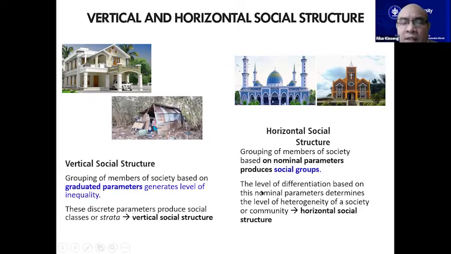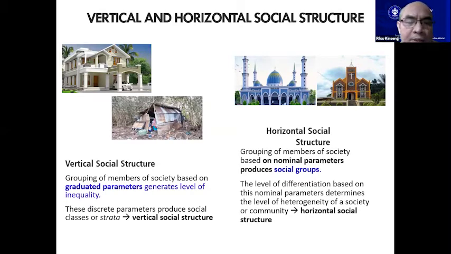Okay. The level of differentiation based on these nominal parameters determines the level of heterogeneity of a society or community. If there are only a very few groups, then it is more or less homogeneous. But if there are many groups, like ethnicity in Indonesia, we have a very heterogeneous society. So this is the level of heterogeneity, if you use nominal parameters as the way to place people in categories.